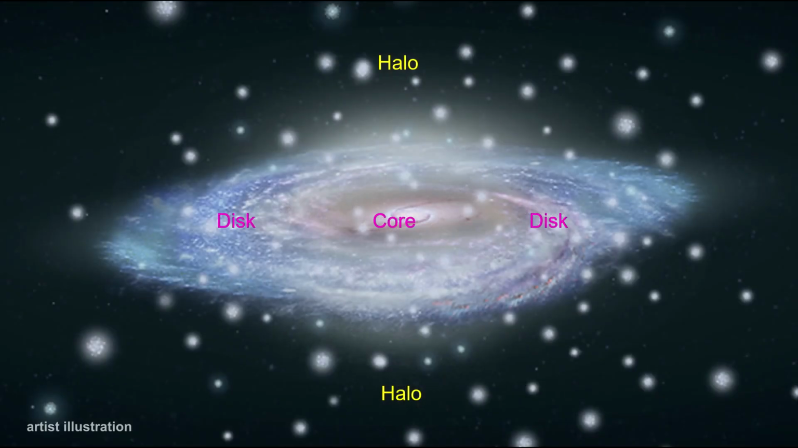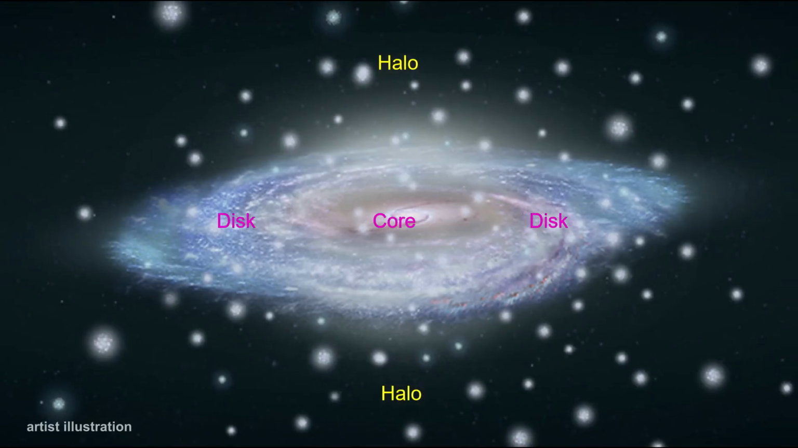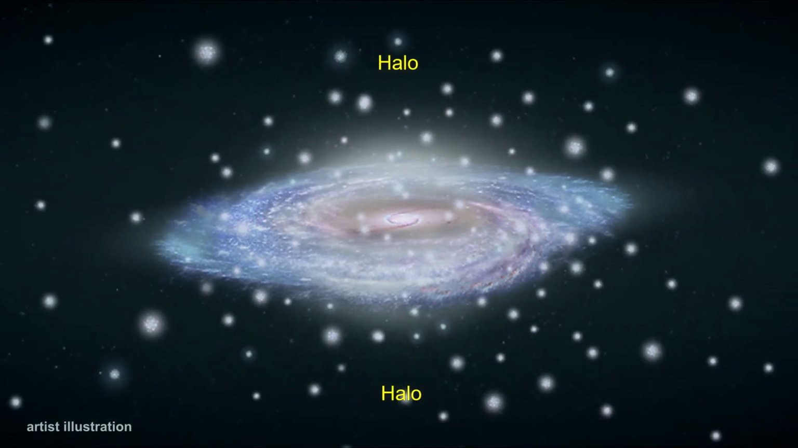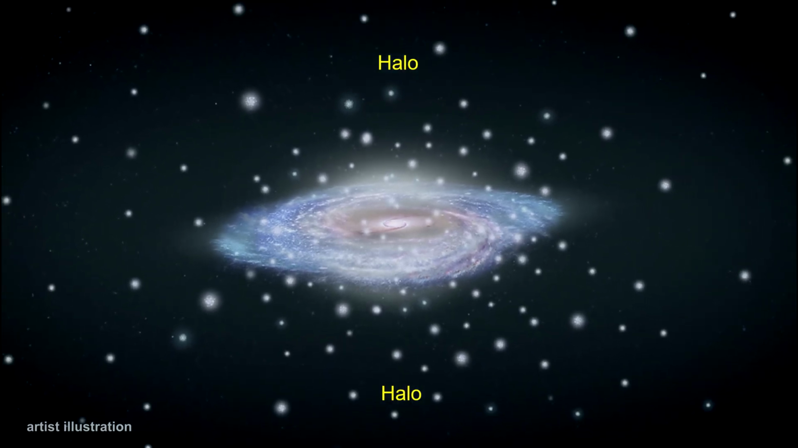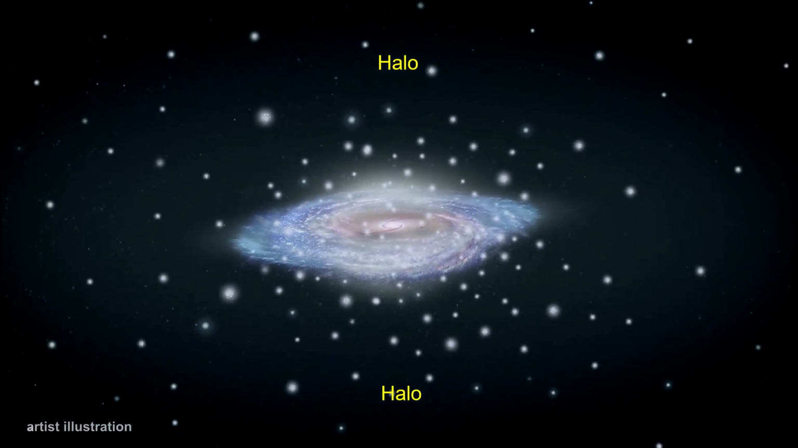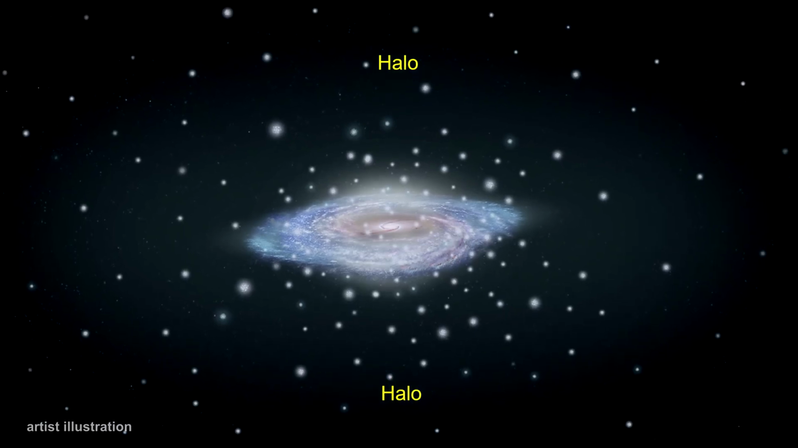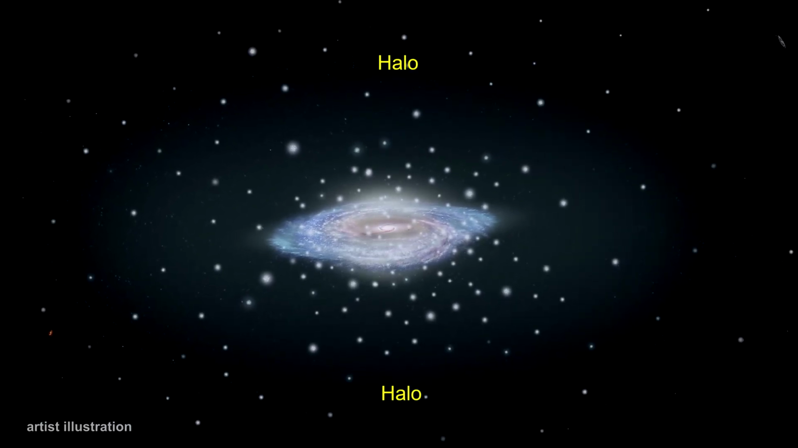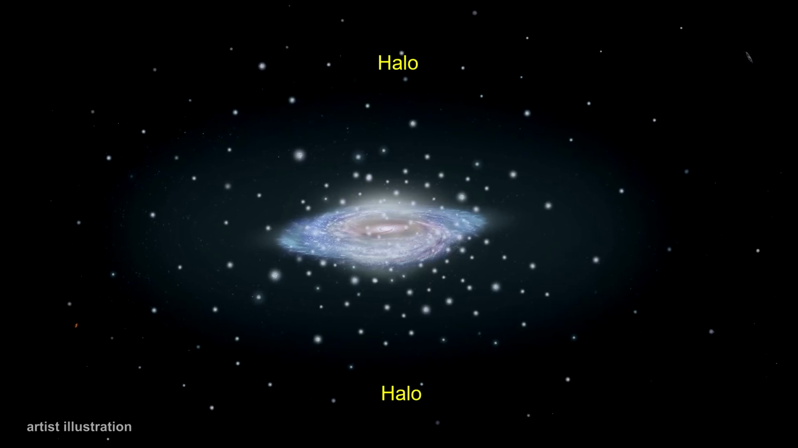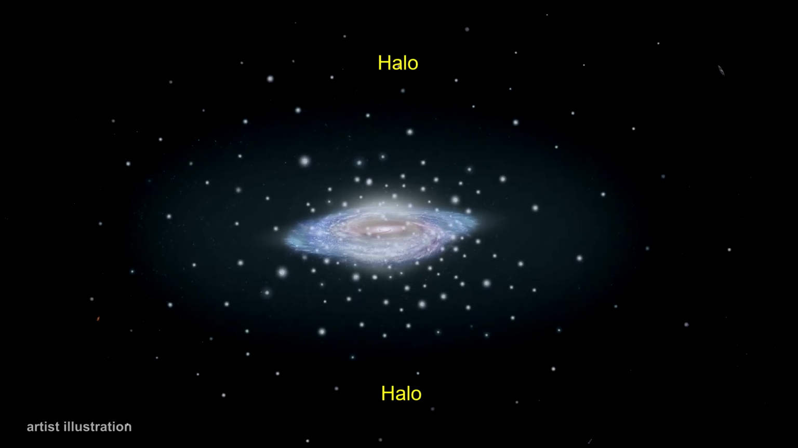This area around the disk is called the galactic halo, or corona. It holds a large number of old stars and 158 globular clusters. The galactic halo itself has a diameter of at least 600,000 light-years, based on the locations of the globular clusters, although it may extend much further.